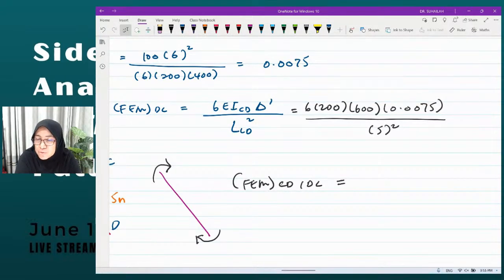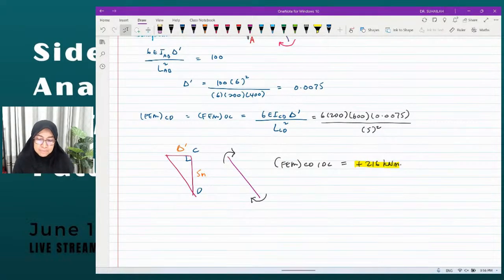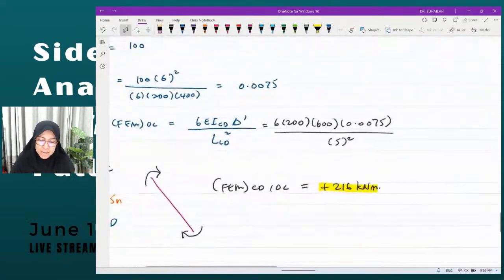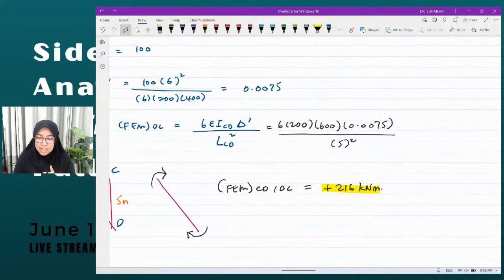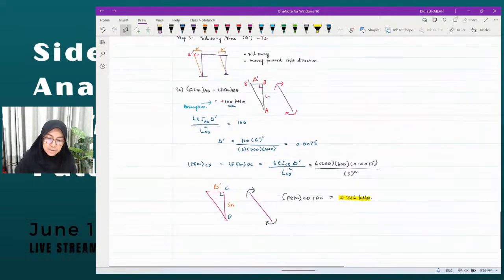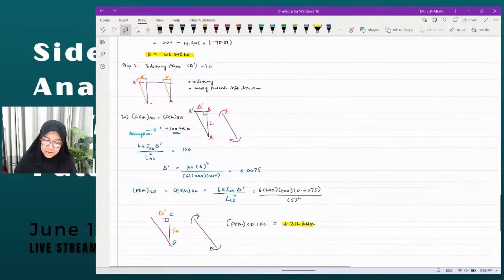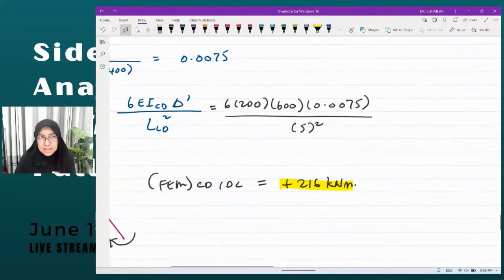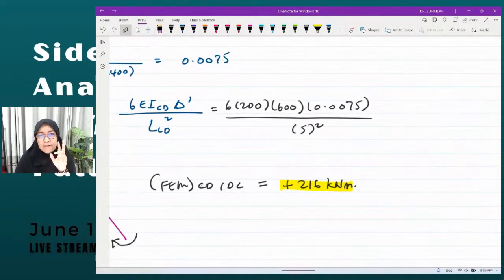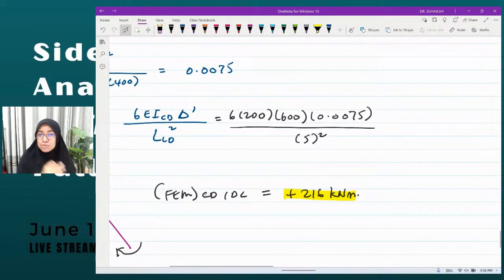What is the value? 216. It is positive 216 kilonewton meter. This 216 is actually a ratio. We get 216 because of the ratio, which we get from L and EI. So these are the two values, 216 and 100. 216 and 100 are the two FEM values we will put into the table.